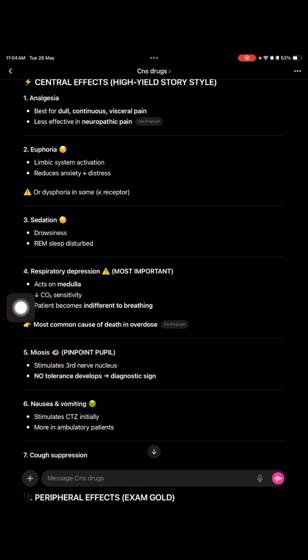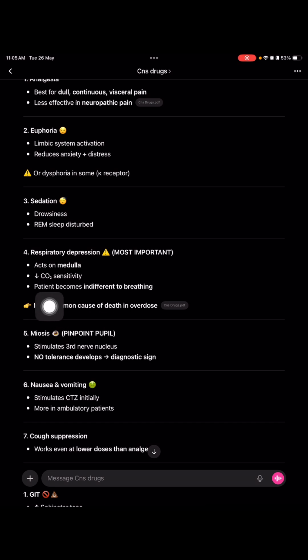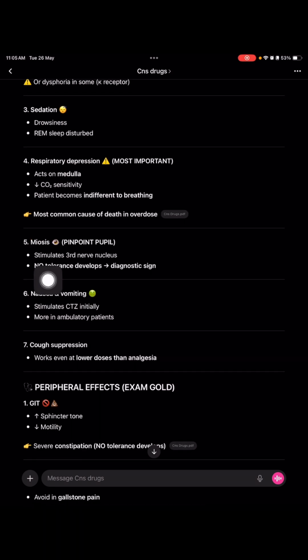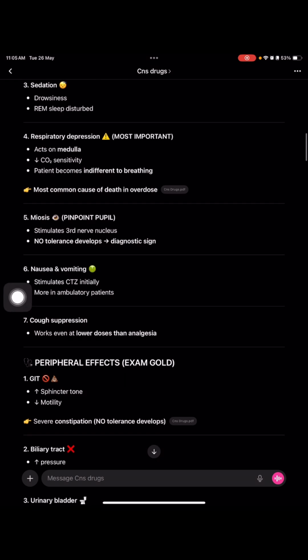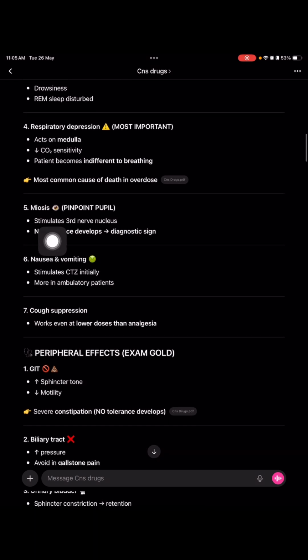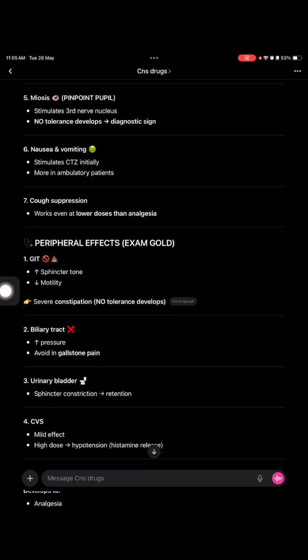Respiratory depression: the drug acts on the medulla and decreases CO2 sensitivity, so the patient becomes indifferent to breathing. The most common cause of death in overdose is respiratory depression. Miosis: morphine stimulates the third nerve nucleus, and no tolerance develops. It is a diagnostic sign. Nausea and vomiting: it stimulates the CTZ initially, more in ambulatory patients. Cough suppression works even at a lower dose than analgesia.